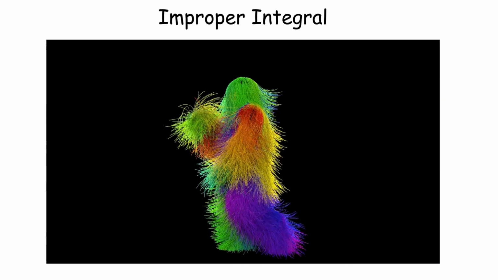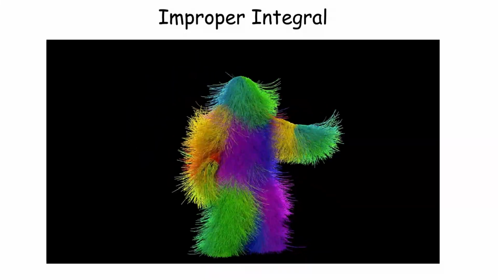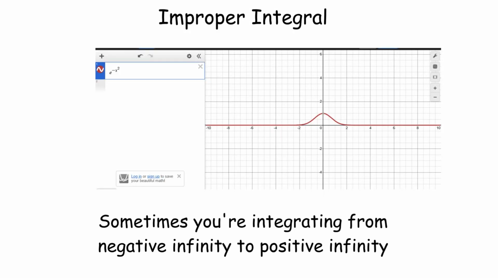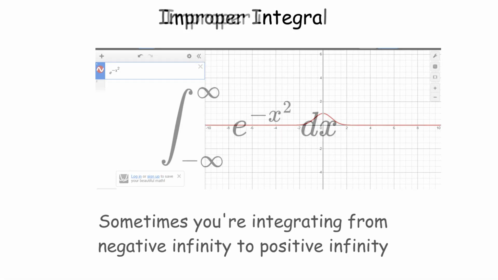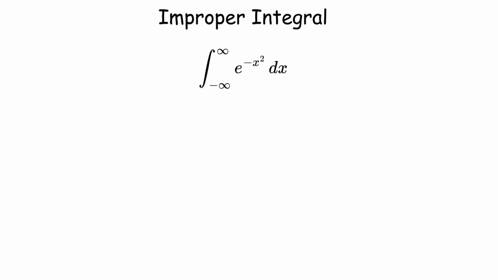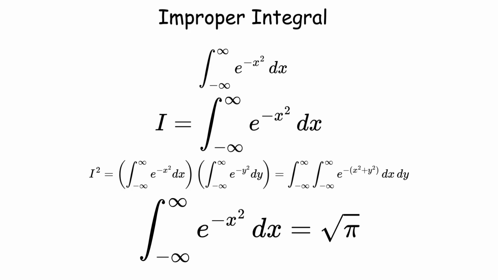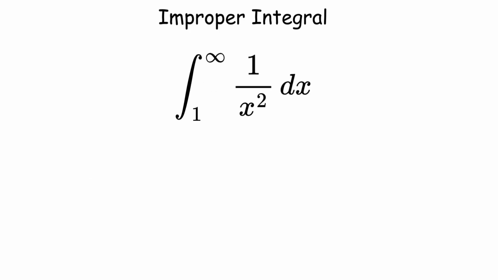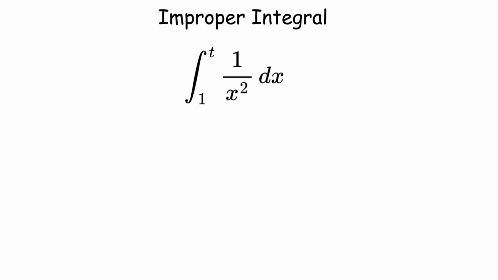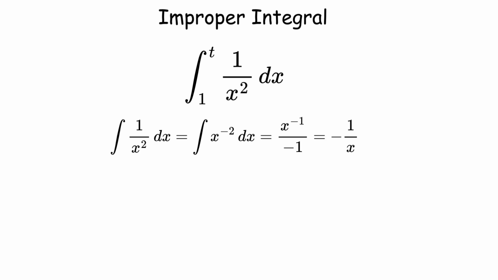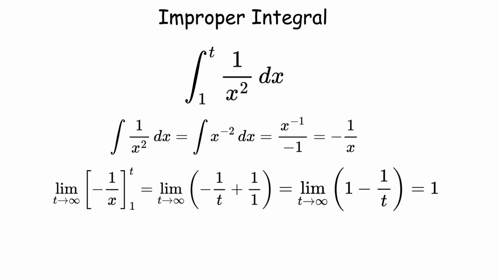Improper integrals are what happen when you get a bit too ambitious with your limits. Sometimes you're integrating from negative infinity to positive infinity, or sometimes your function has a discontinuity right in the middle of where you're trying to integrate. Instead of giving up like a normal person, mathematicians decided to take limits again. So for the integral of 1 over x squared, you replace infinity with some variable t, integrate normally, then take the limit as t approaches infinity to get 1. Sometimes these converge to a nice finite number, sometimes they blow up to infinity.